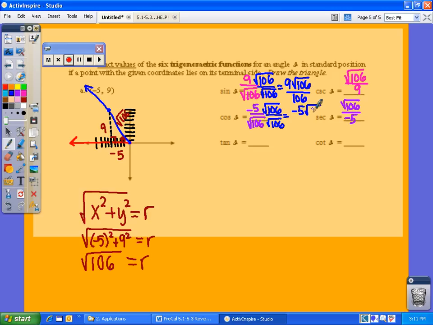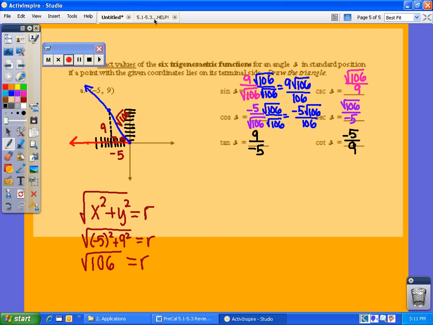So negative 5 square root of 106 all over 106. Okay, last one is tangent. Tangent is opposite over hypotenuse, so it's 9 over negative 5 or negative 5 over 9. Alright, so that takes care of the entire special review.